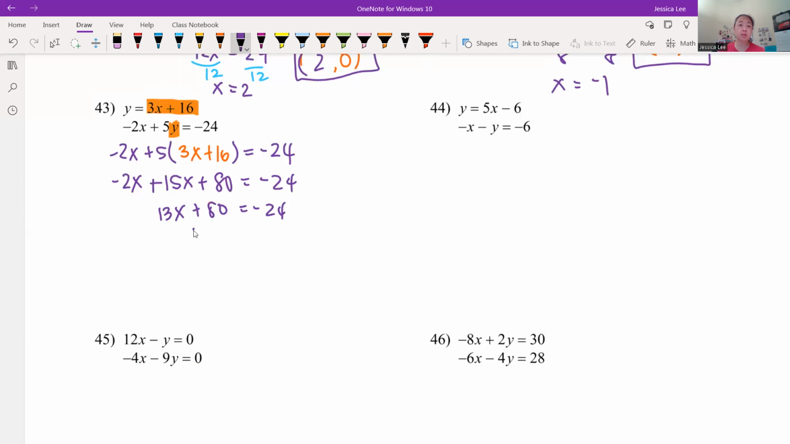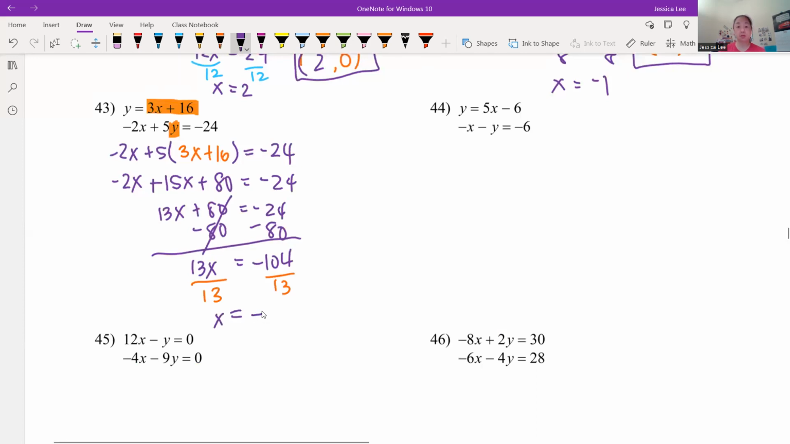See, two-step equation. Subtract 80 on both sides. 13x is equal to negative 104. We are going to divide by 13, and x is equal to negative something. Probably 9, 8. I want to say 8. Okay, just in case, right? Because this is going to make a difference. So 104 divided by 13, and that's going to be, yep, negative 8. There we go. And we're going to sub it in.